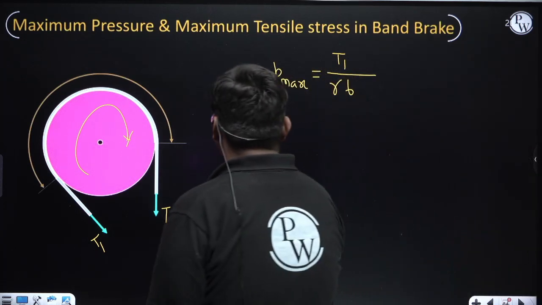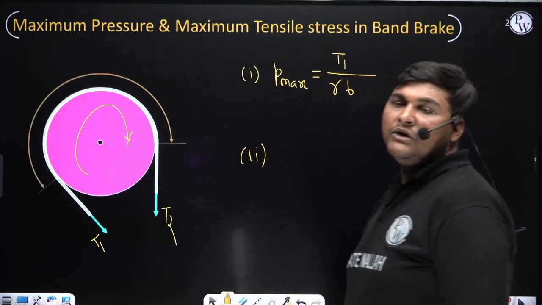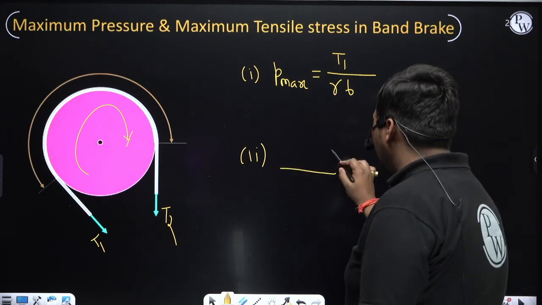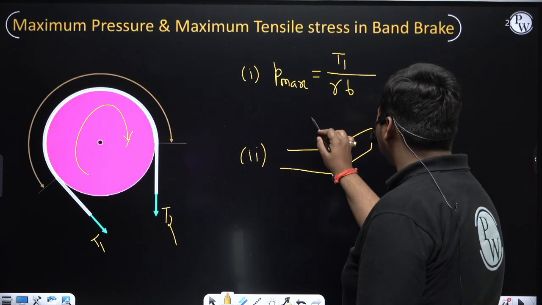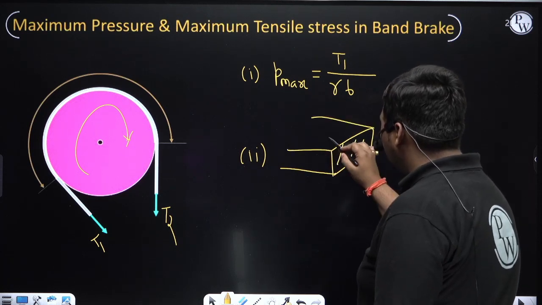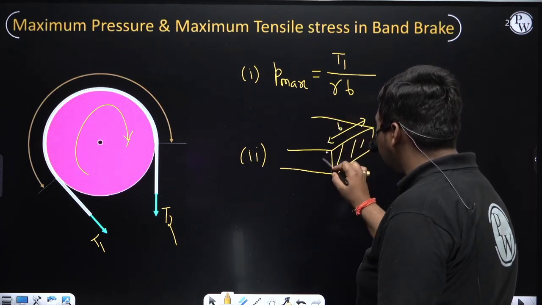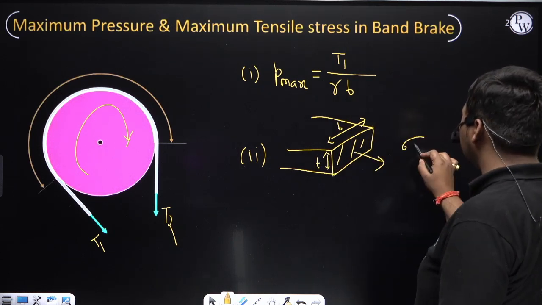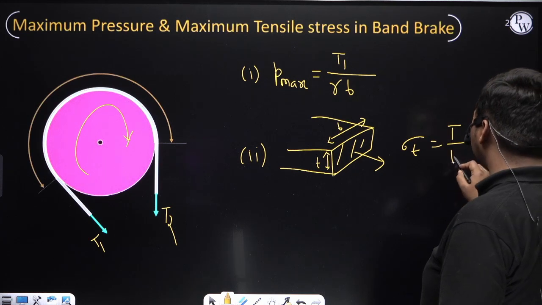Similarly, the examiner may ask: since this band is in tension, the stress induced due to this tension will be tensile stress. Now what will be the expression of tensile stress? Suppose this is the cross section of the band. The width of the band I am denoting as B, and the thickness as T. Tension is, suppose, T. So tensile stress will be T upon area, that is BT.